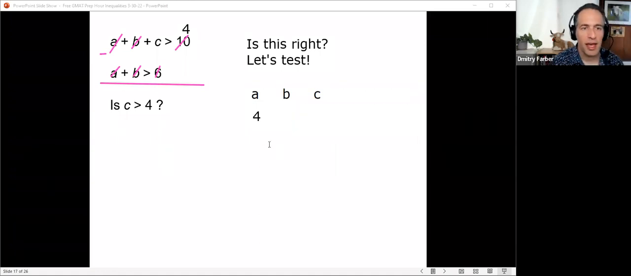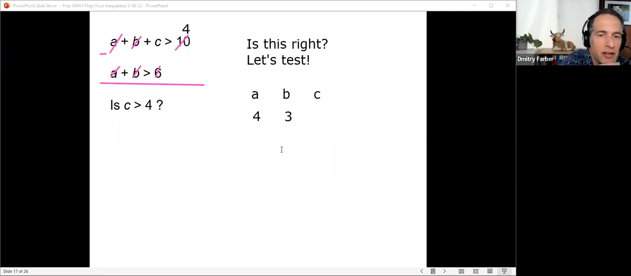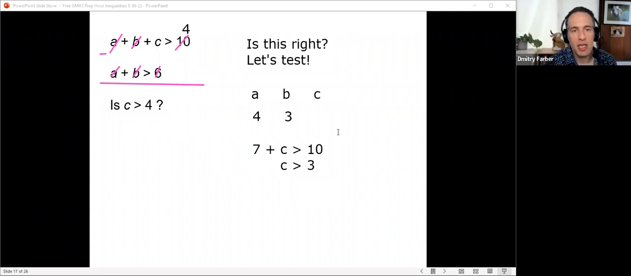So we know that a plus b is 4 plus 3, which is 7. So we know that 7 plus c is greater than 10. So does that make c greater than 4? Seems like c is greater than 3. Uh-oh. I mean, it could be greater than 4. It doesn't tell me no, but it tells me I don't know. Yeah, c might be 3.1.